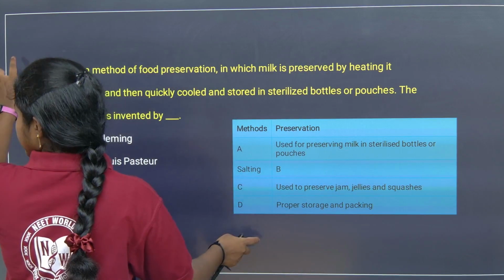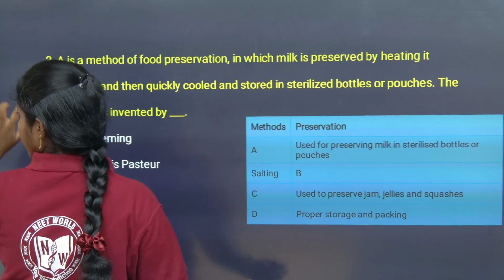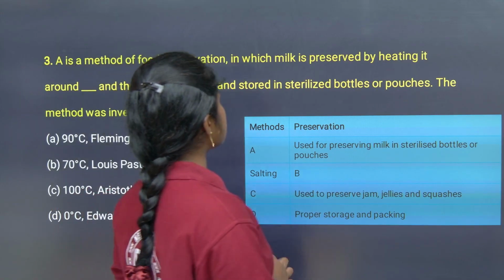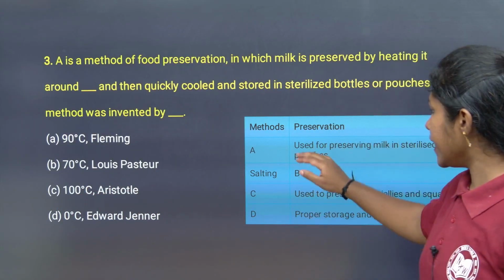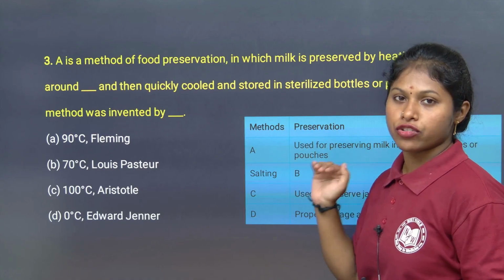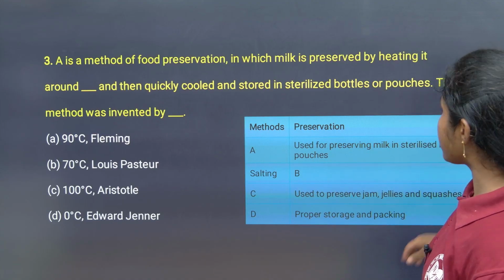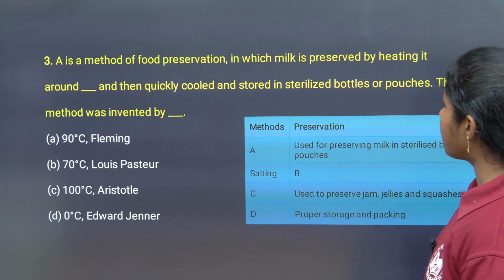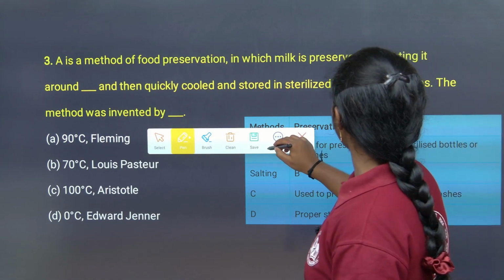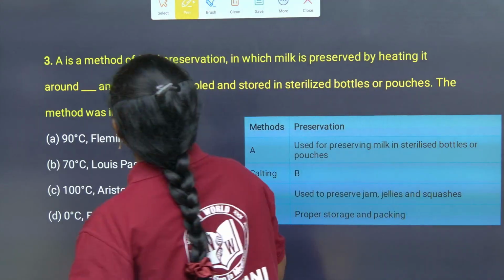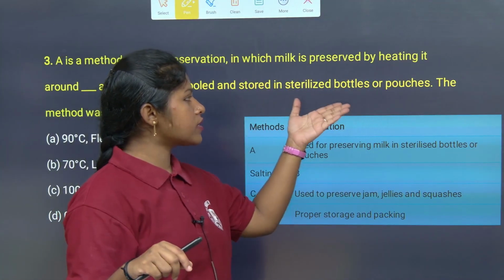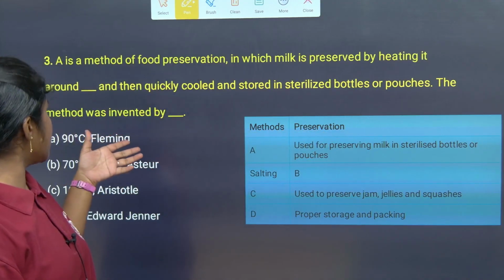A is a method of food preservation in which milk is preserved by heating. They are saying about the method of A. We know that the method is the pasteurization method. A is a method of food preservation in which milk is preserved by heating it around dash and then quickly cooled and stored in sterilized bottles or pouches. The method was invented by.